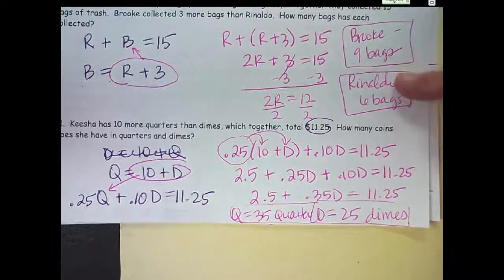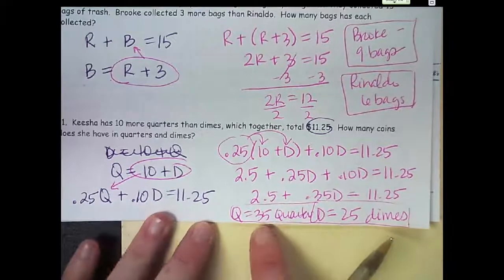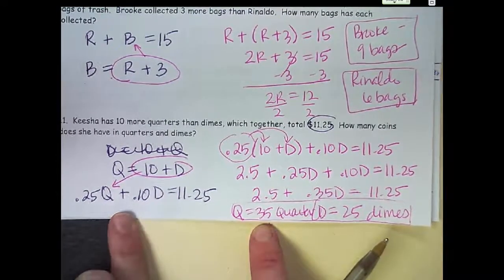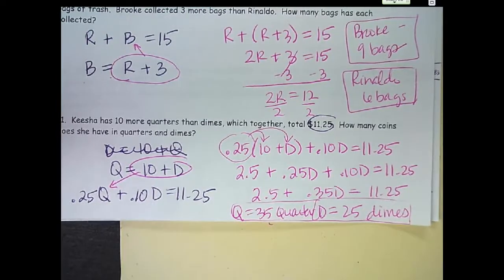Let me make sure that's right. So 0.25 times 35. Remember, you can always plug your answer back in and check. You should do that every single time. Yes, that works. So I plugged 35 into here. I plugged 25 into here. And I got 11.25. You take this for a grade? Sure is.